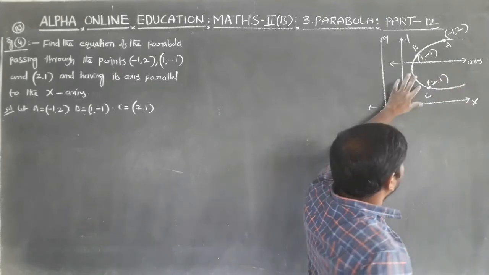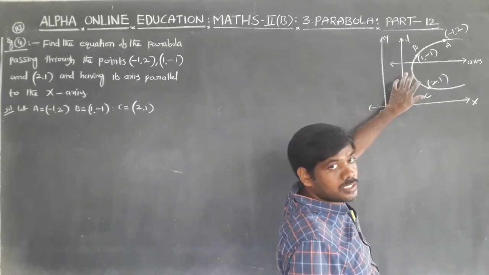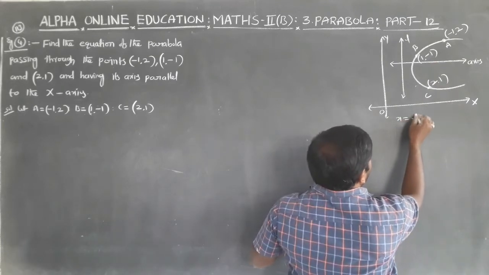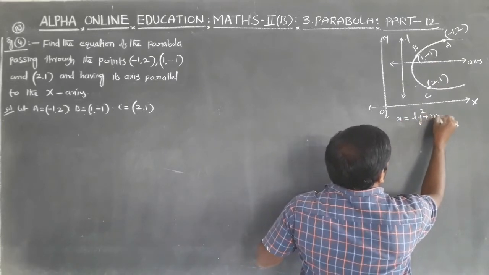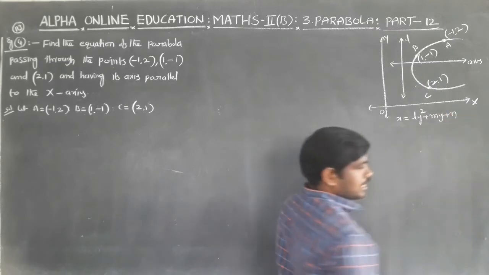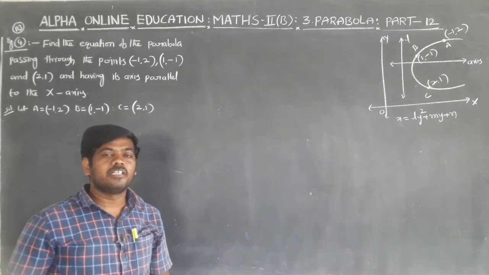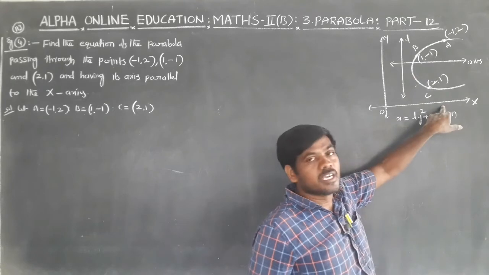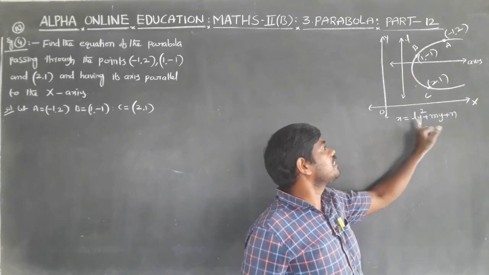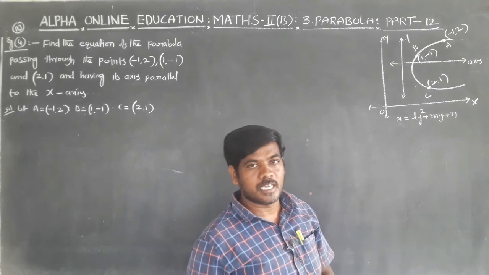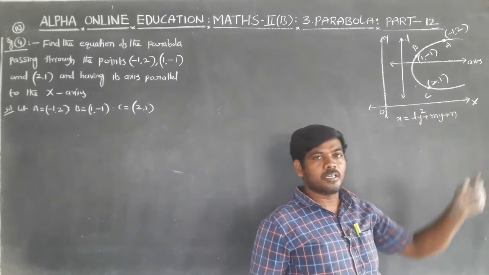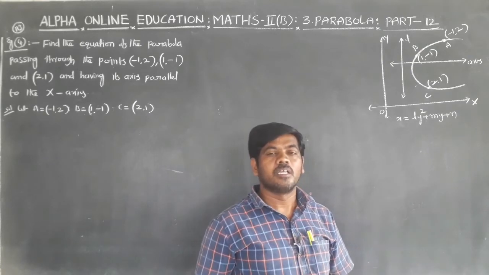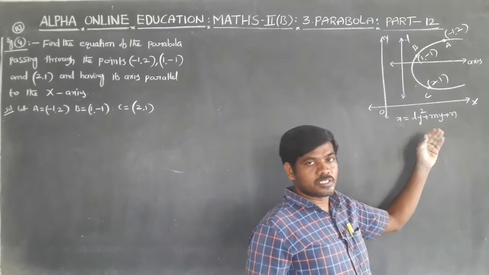Let the required equation of the parabola whose axis is parallel to the x-axis be x = Ly^2 + My + n. Here L, M, n are real numbers. We find the values of L, M, n and substitute in this equation.